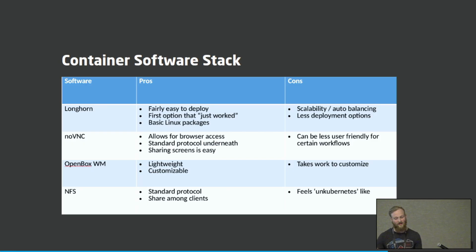noVNC for the browser access, OpenBox for the window manager, because if you remember your Linux GUI stack, window managers are sort of important in that whole thing. But I wanted it to be lightweight, right? I don't want to be focusing on resources that need to be elsewhere. And then NFS. The thing about NFS, it feels very un-Kubernetes-like. I feel like Kubernetes should be providing my shared storage between all my containers and everything. And I know there's a solution, but I needed something that works, right?